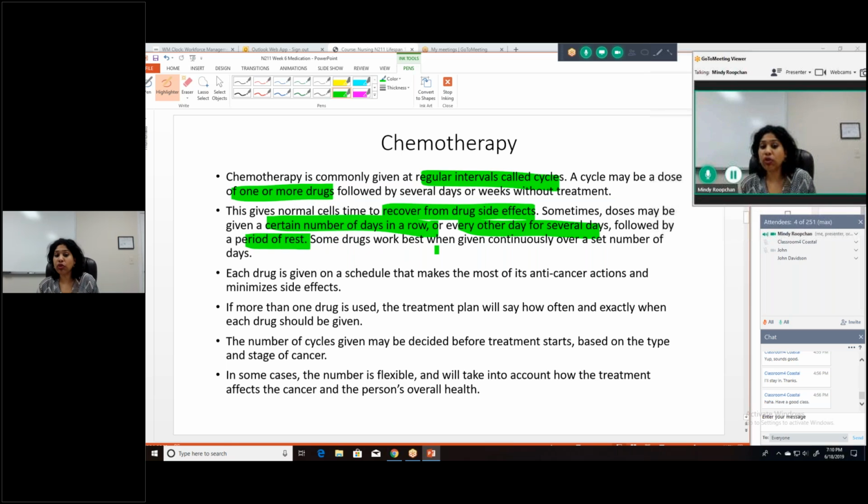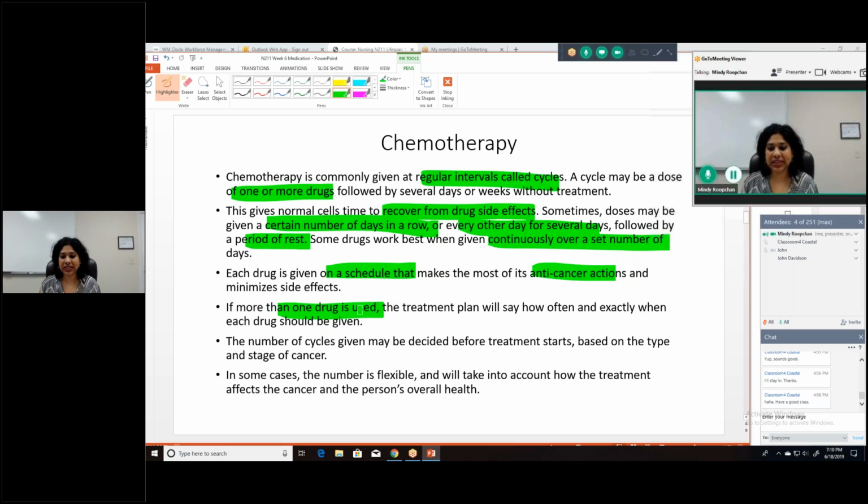And then some drugs can work really well when they're given continuously over a set amount of days. But each drug is given on a schedule to make the most of its anti-cancer actions and to minimize the side effects. They're going to have side effects. If more than one drug is used, the treatment plan is going to say how often and exactly how much drug is going to be given at each cycle.